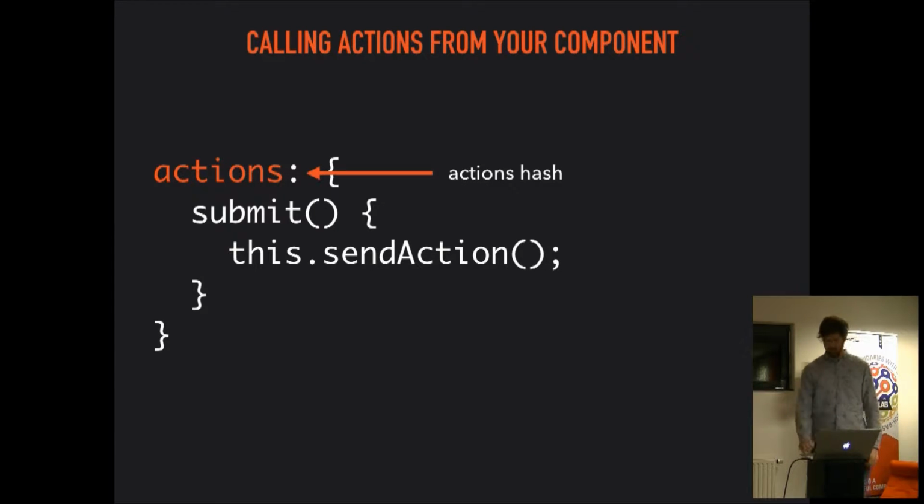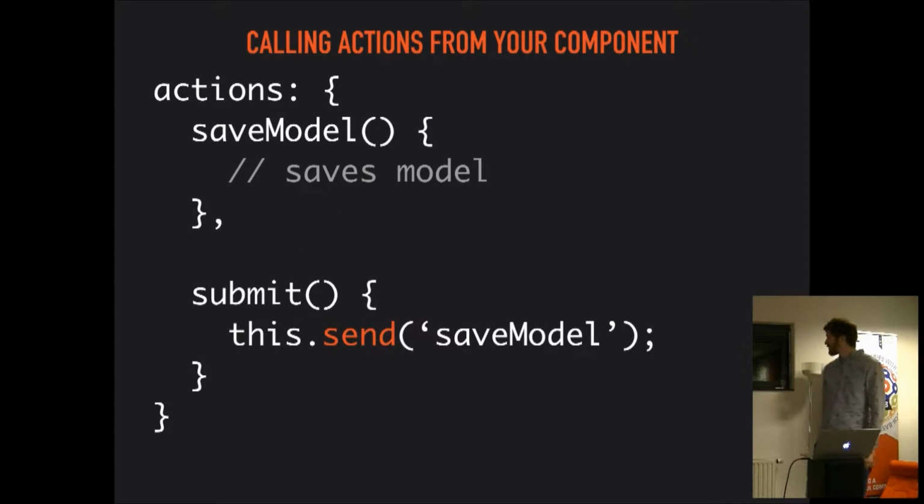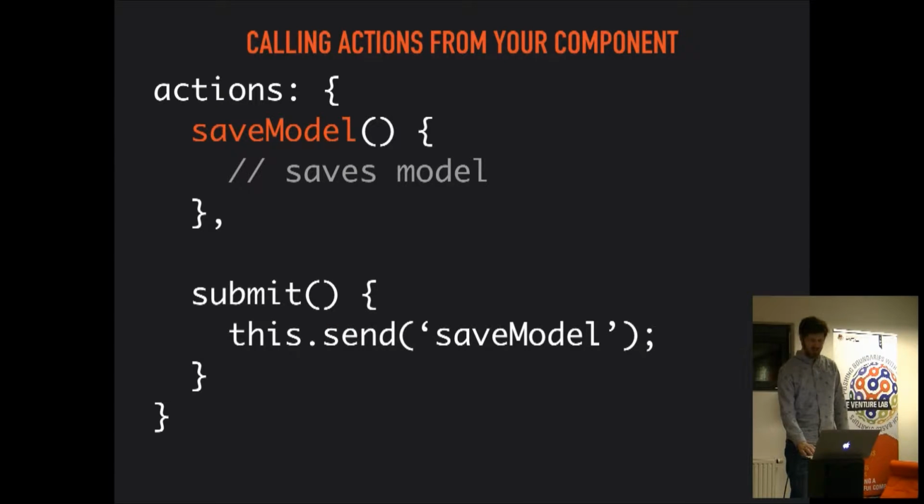And if you call the action submit, then it will look up the submit function in your actions hash. If you want to bubble up the action, you can call sendAction. And if you want to call another method in the same actions hash, you can just use send. So send saveModel calls the saveModel function in the same actions hash. So this actually looks pretty good, right?